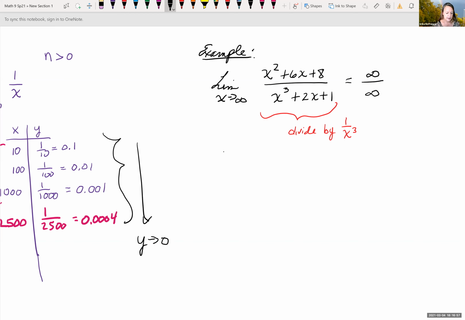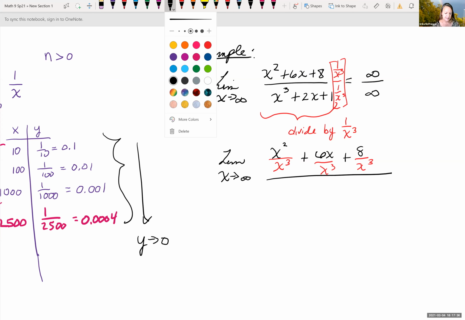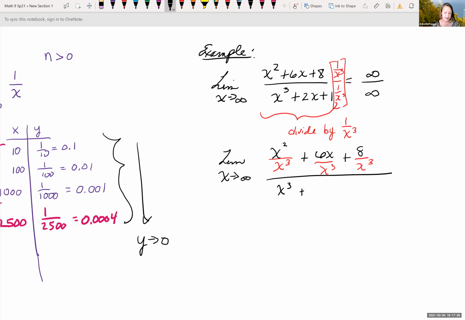equivalent. And so I'm going to rewrite this as a limit as x goes to infinity of this x squared. I'm going to multiply each term by 1 over x cubed, or divide each term by x cubed in the numerator and denominator. So I would have x squared over x cubed, then plus 6x over x cubed, plus 8 over x cubed, all divided by the denominator, with all those terms divided by x cubed: x cubed divided by x cubed, 2x divided by x cubed, and plus 1 divided by x cubed.